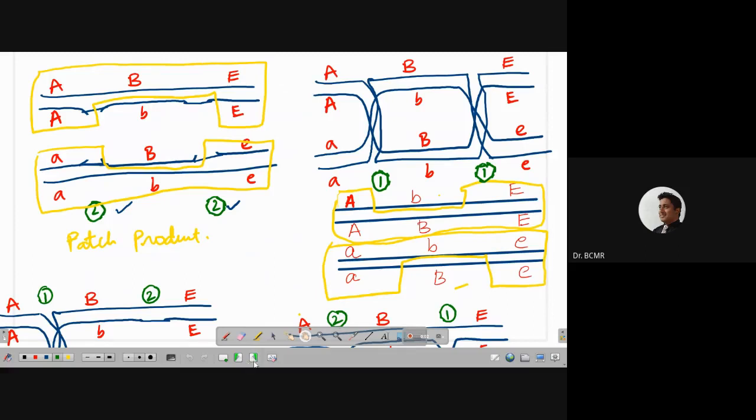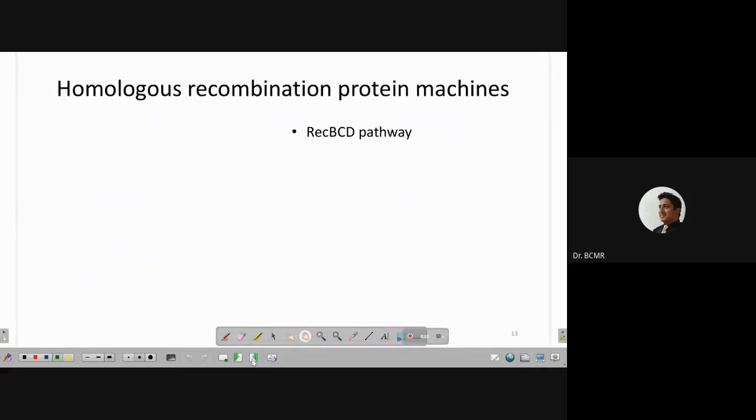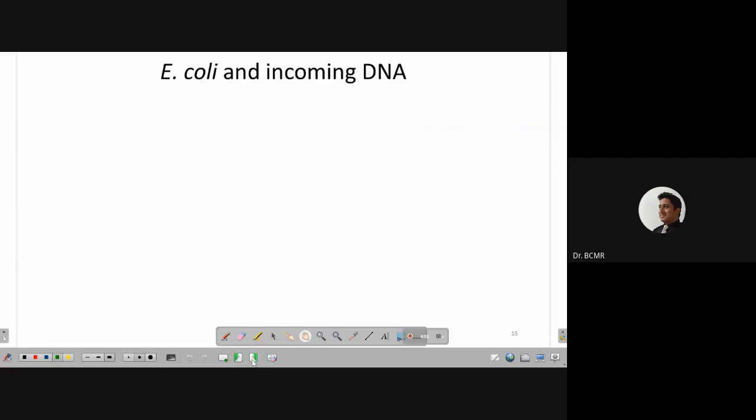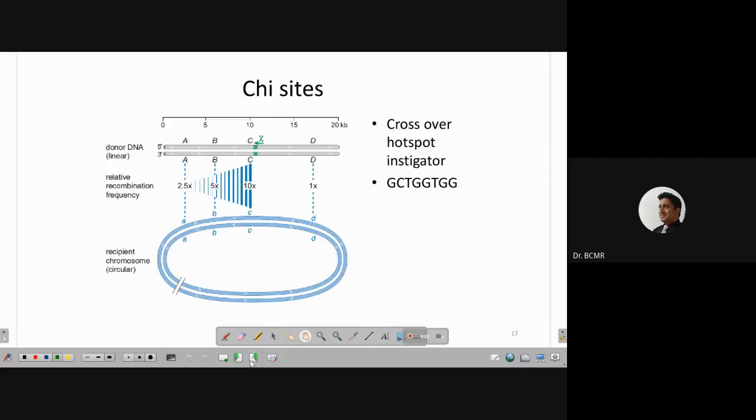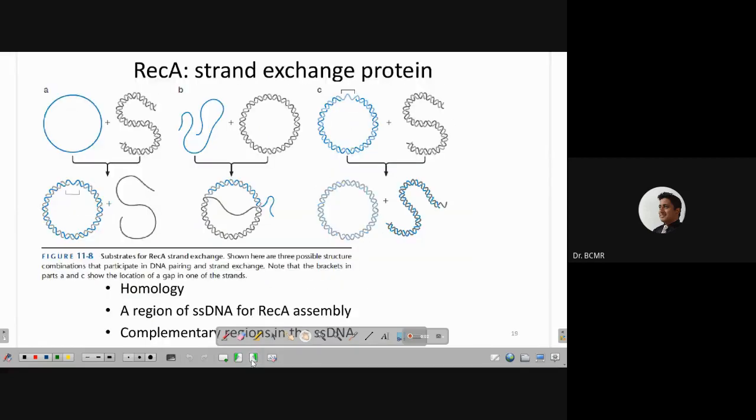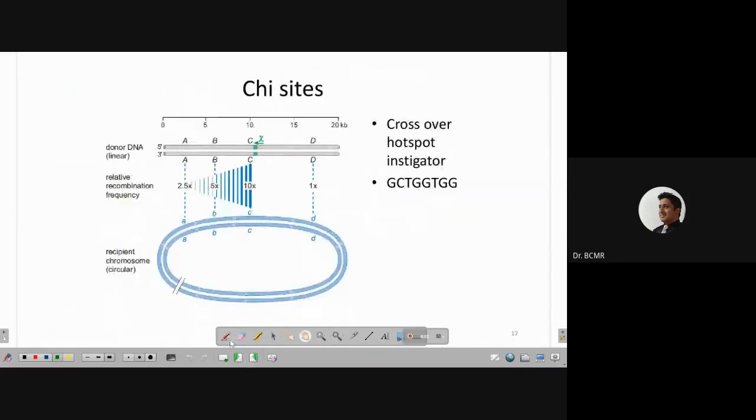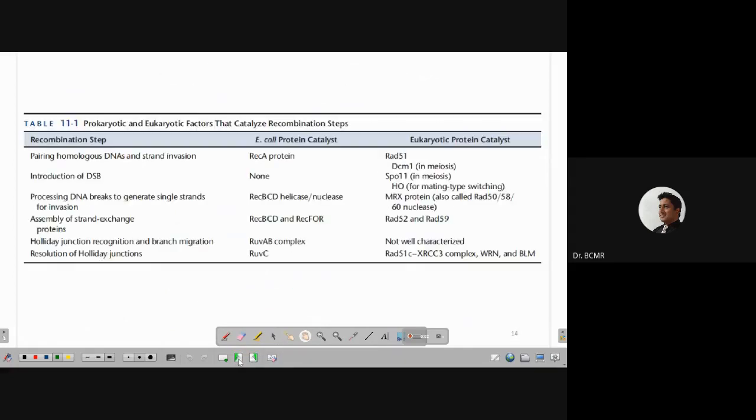So I thought we have done some examples, and in the next class we will learn about the RecBCD pathway, and some very interesting ones are also coming up with regard to mating type switching in yeast and so on. So there will be a lot of details. It will be a good idea if you at least look at the figures displayed in the textbook and read their legends. Okay, we'll discuss in the next class. Take care and have fun.